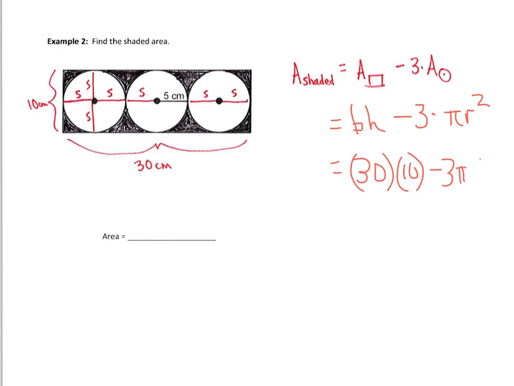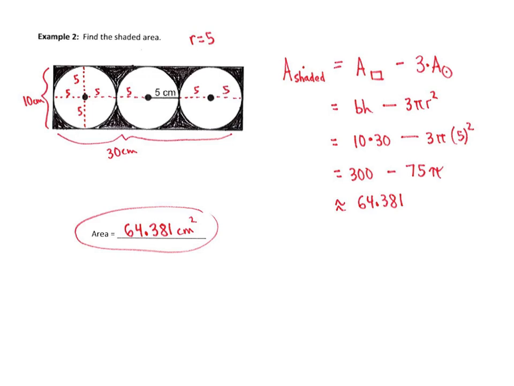Go ahead and put this in your calculator. Again, it does not say how many decimal places to round to, so we will round to the nearest thousandth. Go ahead and put that in your calculator. And the correct answer is indeed 64.381 square centimeters, rounded to the nearest thousandth. Let's try the next one.